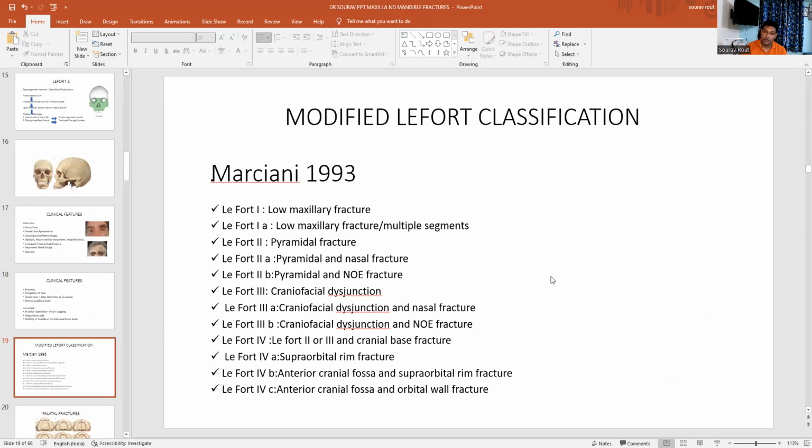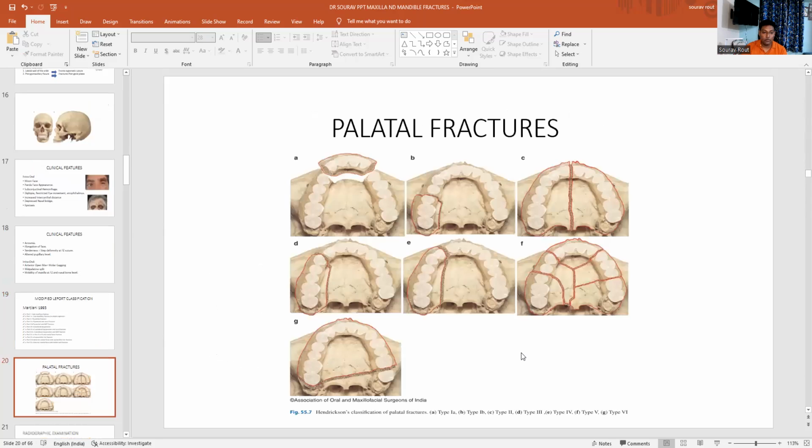Marciani in 1993 classified it in a way that is divided into Le Fort 1A, Le Fort 2A, 2B, then Le Fort 3A, 3B, and Le Fort 4 when it involves Le Fort 2 or 3 and the cranial base fractures. Le Fort 4A is supraorbital rim fracture, Le Fort 4B is anterior cranial fossa and supraorbital rim fracture, Le Fort 4C is anterior cranial fossa and orbital wall fractures. You have to go through this and you have to mention that in your classification column.